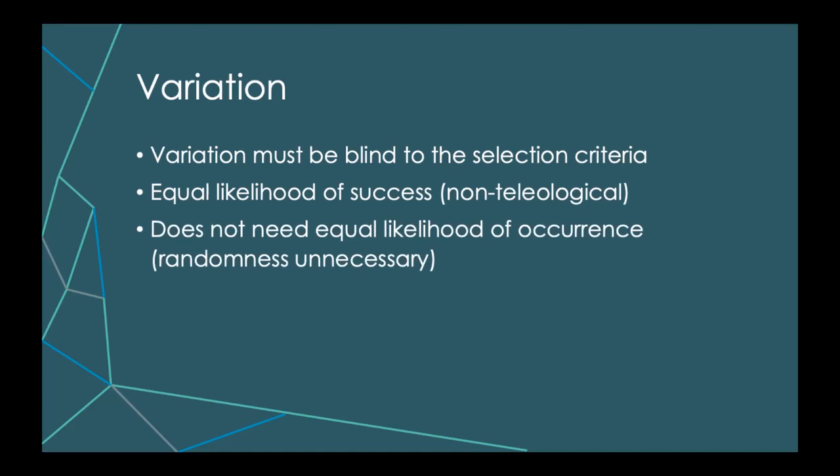This doesn't mean that there's any particular mechanism that the variation must occur by, and it also doesn't need to be random. There doesn't need to be an equal likelihood of occurrence of different variations happening. So in the case of evolution, some mutations are more likely to occur because of how genetics works, but it doesn't have to be completely random. So that's what we're working with.